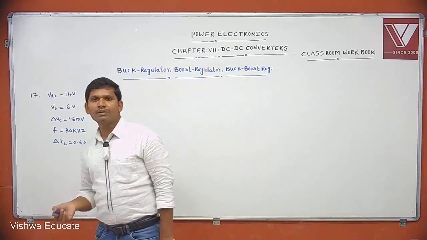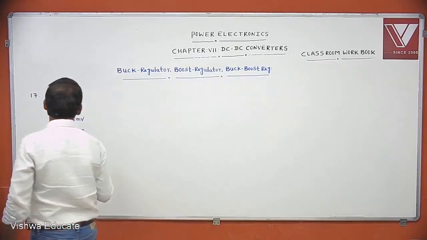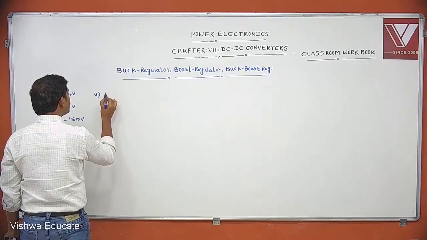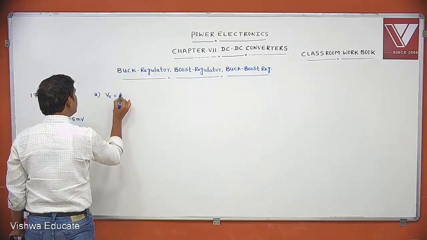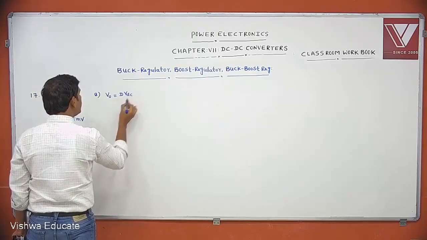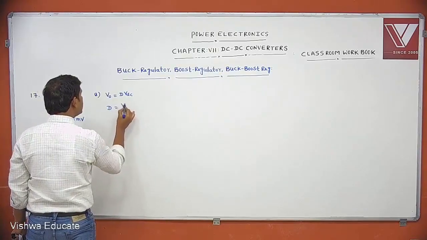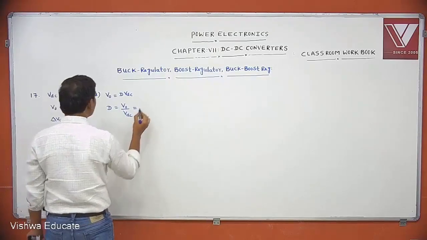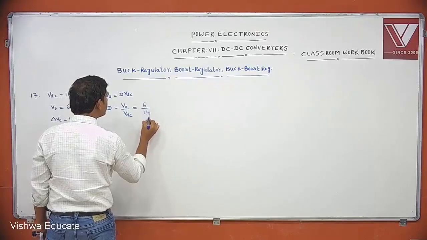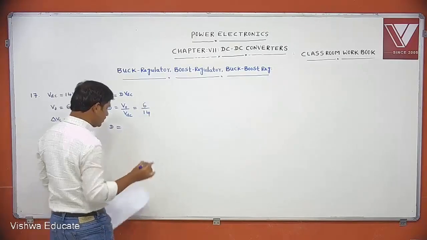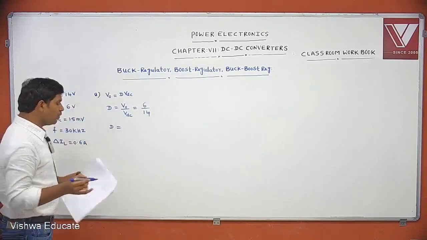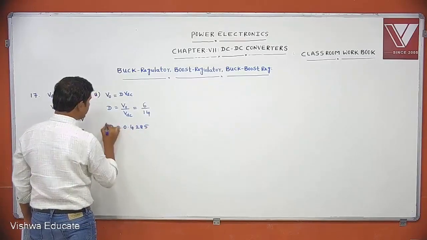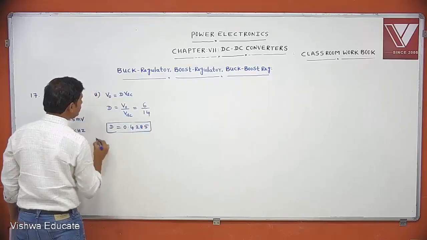Given is which converter? Buck converter. First we want to calculate the duty cycle. V0 equal to D into Vdc. From this, the duty cycle equals V0 by Vdc. The average output voltage is 6 volts, the supply voltage is 14. Simplifying, we get 0.4285. This is the duty cycle. This is the first question.